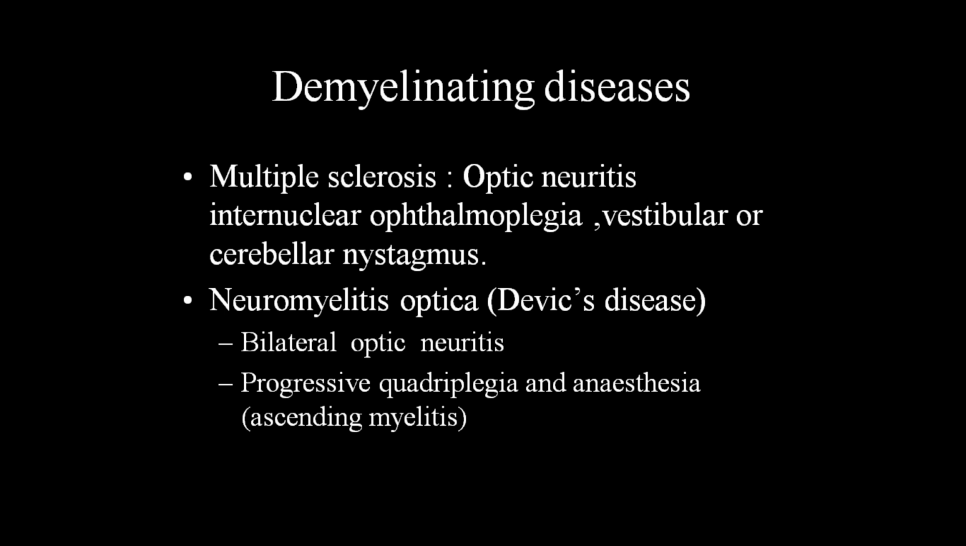There is another condition called neuromyelitis optica, Devic's disease, where the patient presents with bilateral optic neuritis, progressive quadriplegia and anesthesia. It is called ascending myelitis, which means the inflammation of the white matter starts from the lower spinal cord and reaches the brain, whereas multiple sclerosis starts from the brain white matter and then progresses downwards. So one is descending and one is ascending. In both these conditions, the classic manifestation is optic neuritis.